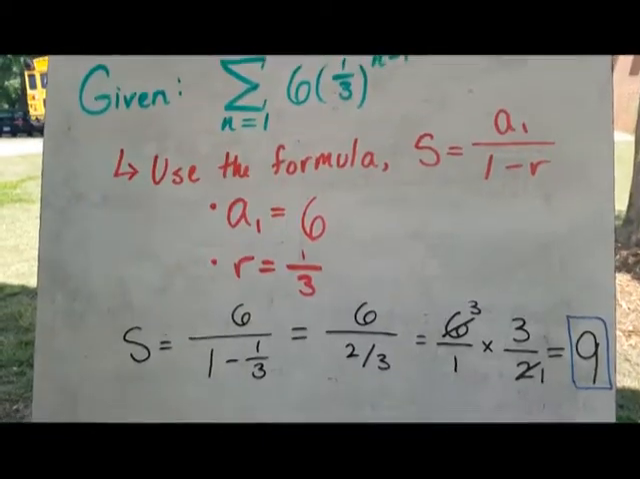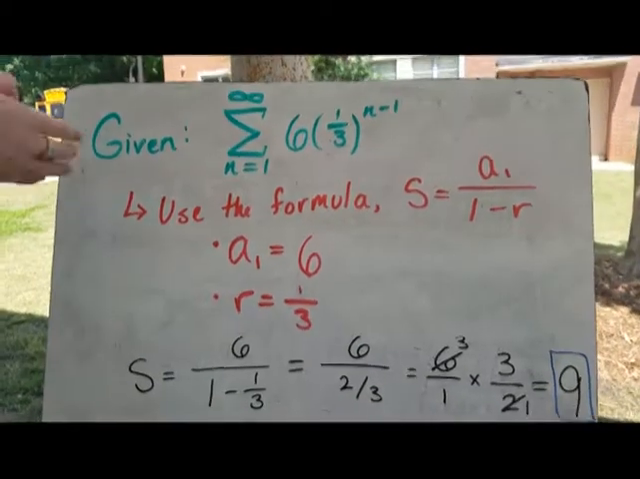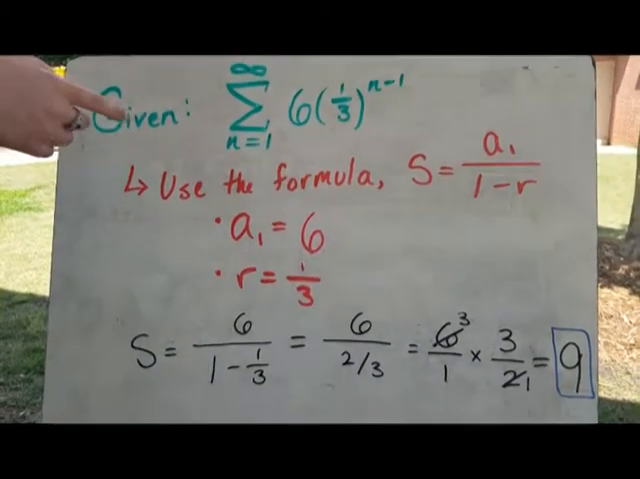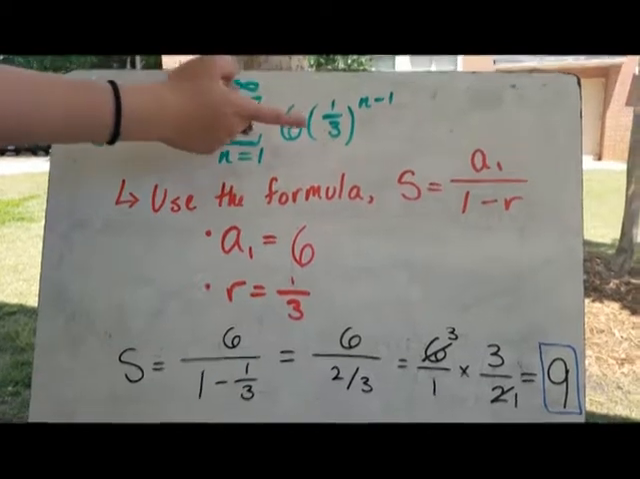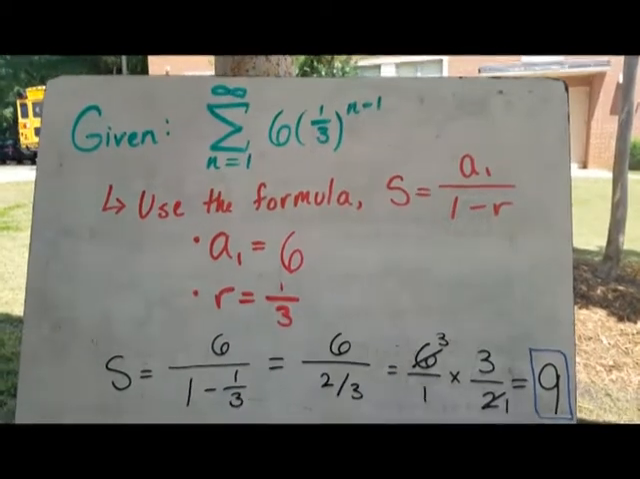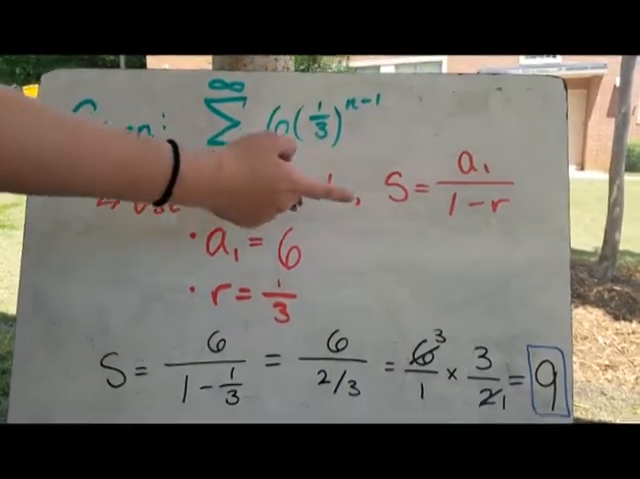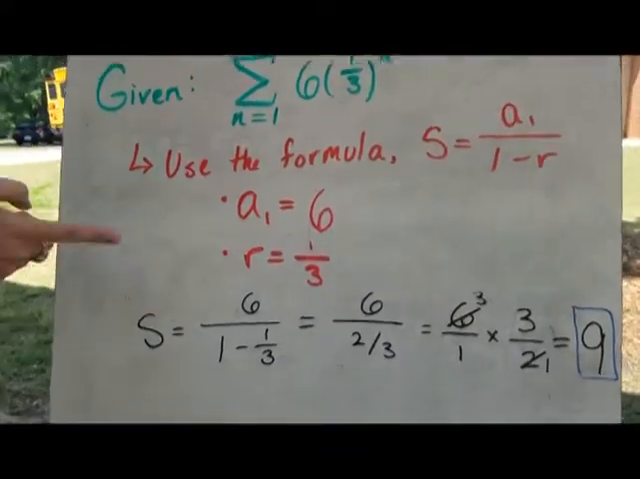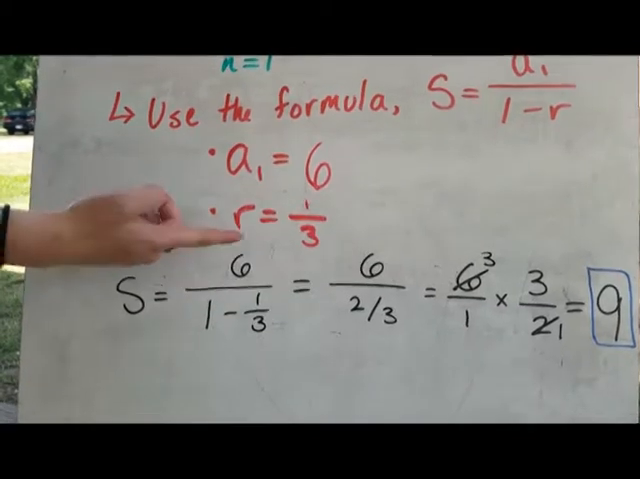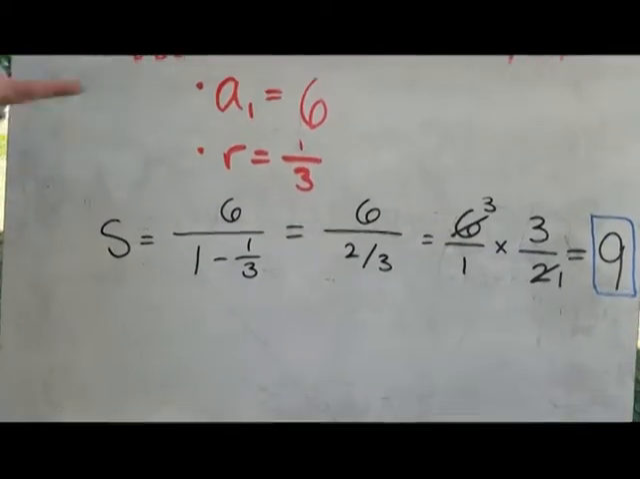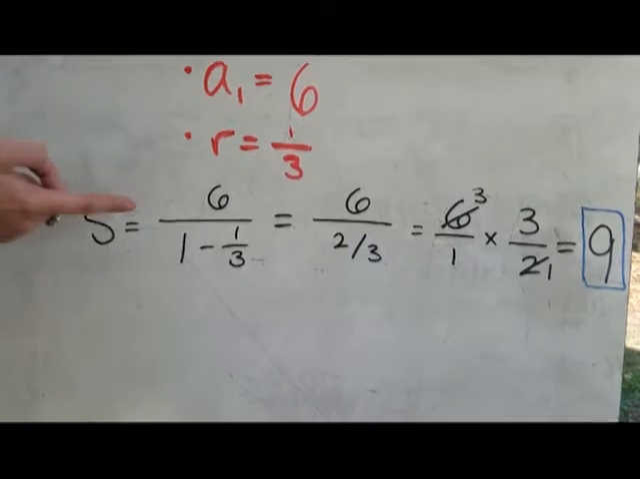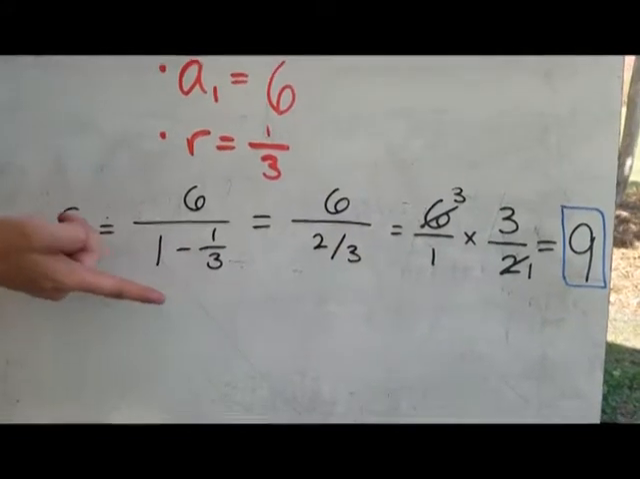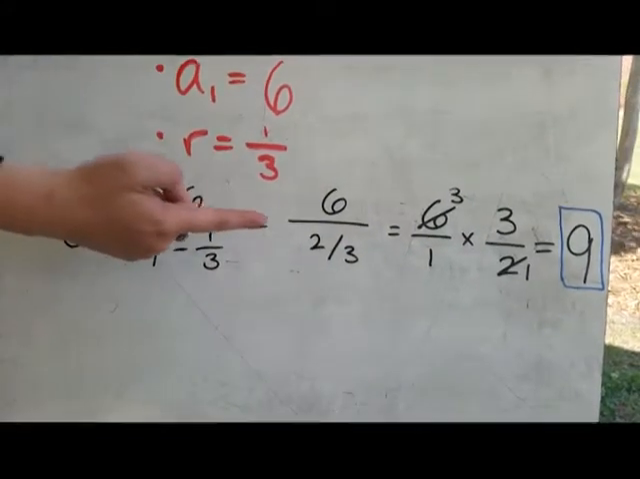So in this problem, you are given that you're trying to find the infinite sum. So you have 6 times 1/3 to the power of n minus 1. And so you use the formula, an infinite sum is equal to a1 over 1 minus r. And so you know that a1 is equal to 6, r is equal to 1/3. And so you plug it into the formula and you do the sum is equal to 6 over 1 minus 1/3, which is equal to 6 over 2/3.